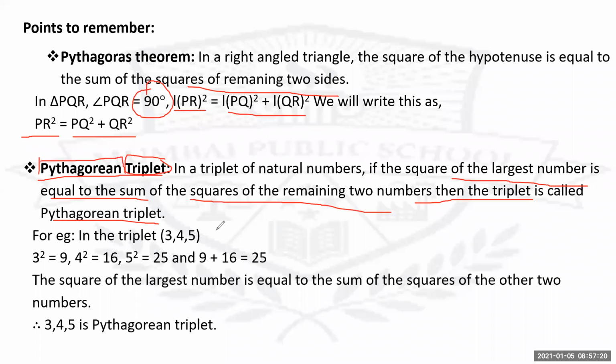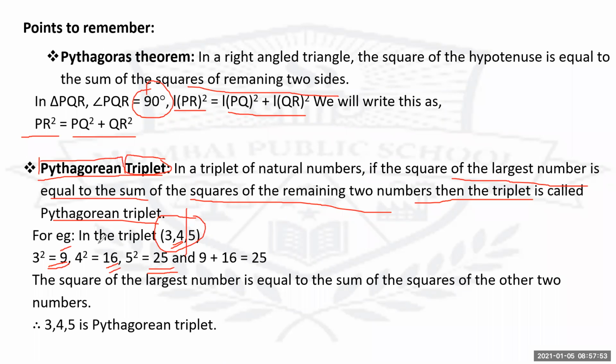Now for example, if you consider the smallest numbers 3, 4 and 5. Which is the largest number here? The largest number is 5. So take the square of 5. So what will you get? Square of 5 is 25. The remaining two numbers are 3 and 4. So take the square of 3. Square of 3 is 9. What is the square of 4? Square of 4 is 16.